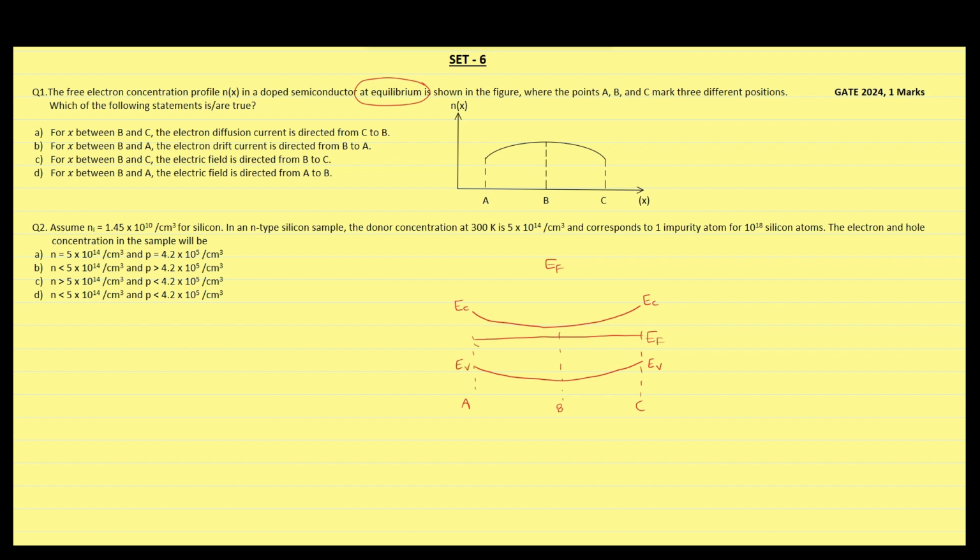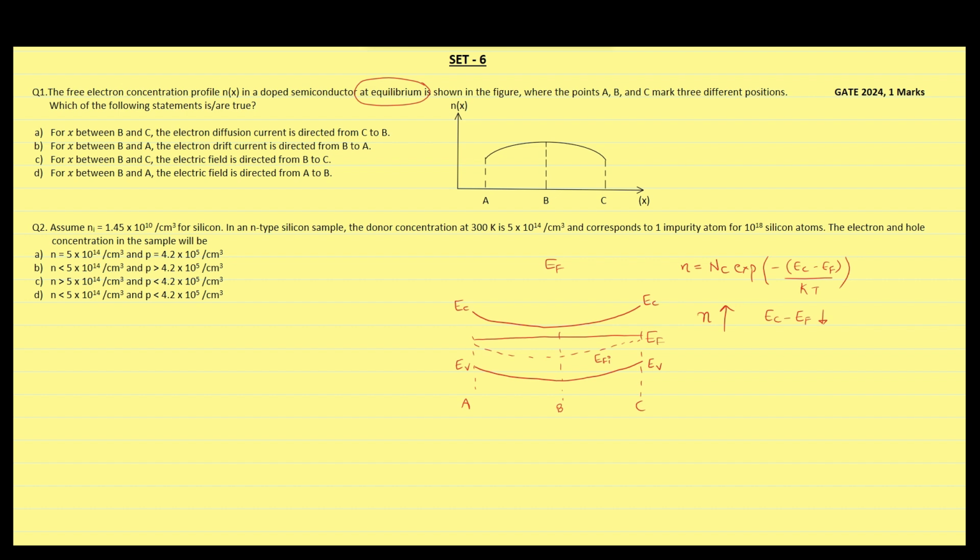EFI is not important, but I have still drawn it. In the last set of questions also, there was a question which was based on the energy band diagram. And you know that free electron concentration is equal to the effective density of states in the conduction band multiplied by exponential of negative (EC minus EF) divided by KT. So you can see that when the doping concentration is high, EC minus EF will be smaller.